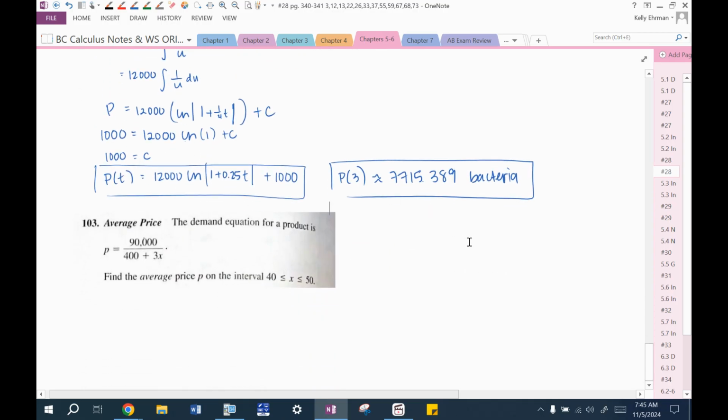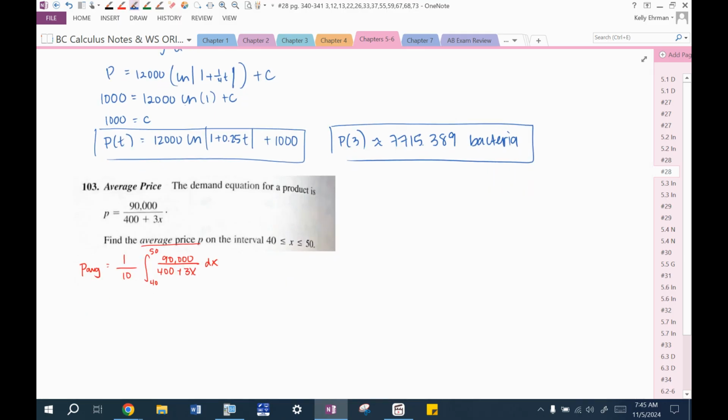All right, last problem. The demand equation for a product is P equals 90,000 over 400 plus 3x. Find the average price P, so P is the price, over the interval 40 to 50. So that's going to be 1 over 50 minus 40, so 1/10, times the integral from 40 to 50 of 90,000 over 400 plus 3x dx.